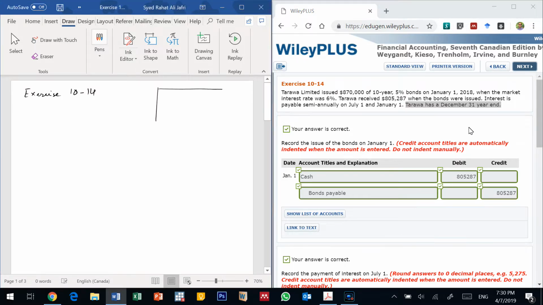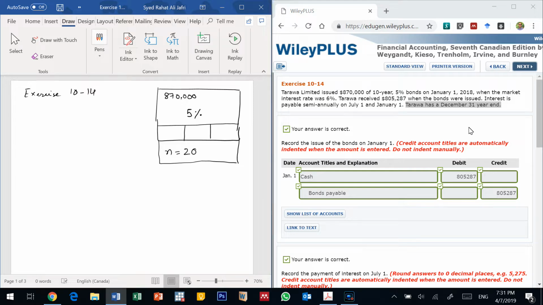So this is the bond in front of us, and it has $870,000 face value, and 5% is the coupon rate. So let's see what the coupon amount is, and N is equal to 20. So 10 years, semi-annual payments, 10 times 2 is 20.